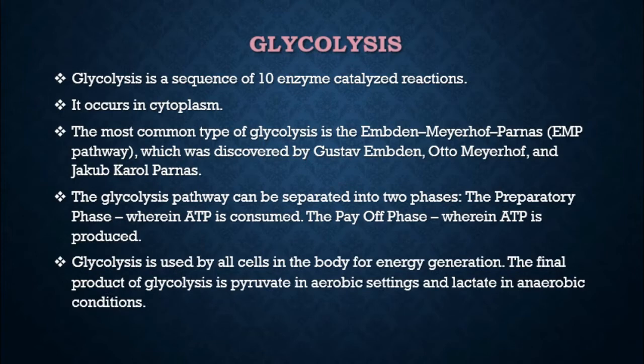Glycolysis is used by all the cells in the body for energy generation. The final product of glycolysis is pyruvate in aerobic settings, that is with involvement of oxygen, and lactate in anaerobic conditions where there is no involvement of oxygen.